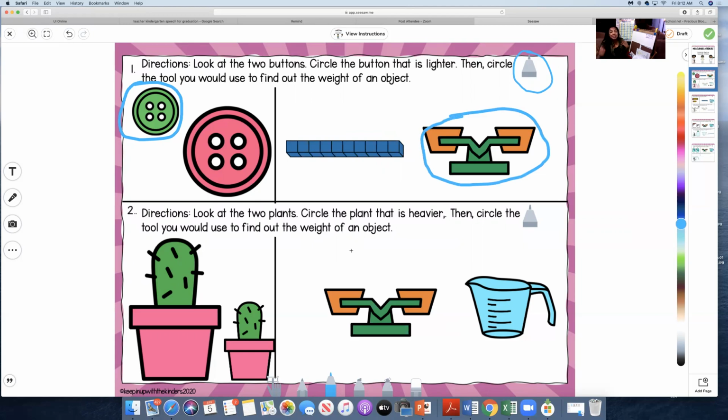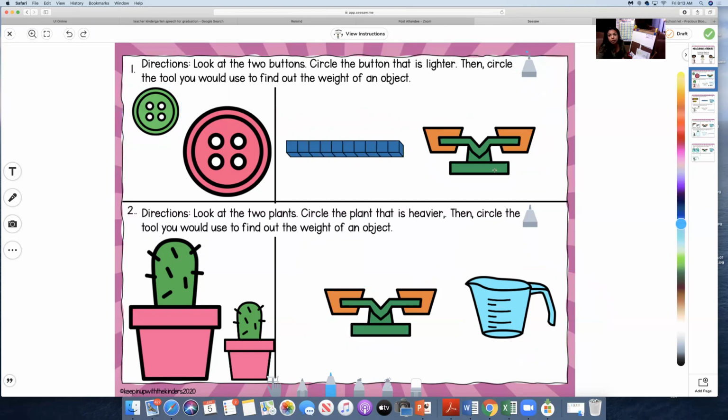Now I want you to do the same thing with number 2. But number 2 says circle the plant that is heavier. Make sure you guys are circling the one that's heavier, not lighter. And then circle the object. So which one would you weigh, or would you find out the weight of the object? Remember, not capacity, but weight. Okay, which one is that answer? Okay, so I'm going to go ahead and erase it.